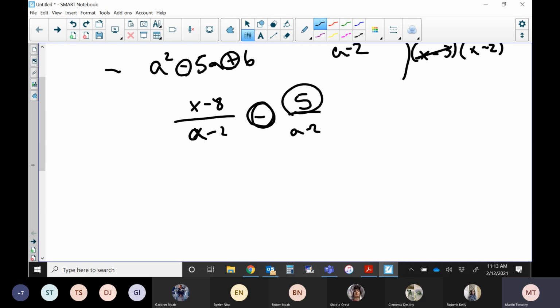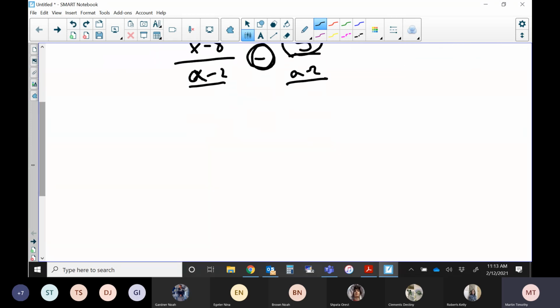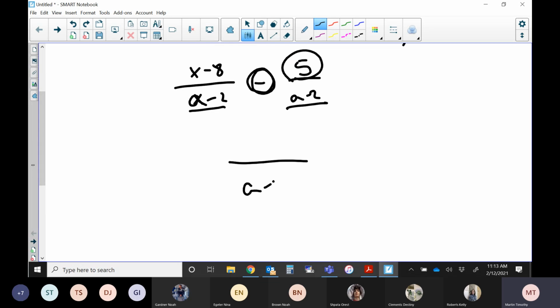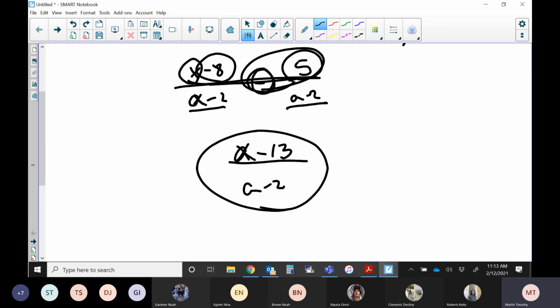But since there isn't anything, and now, oops, this is an A. Since the denominators are the same, I can just combine the tops. A has nothing to combine with, so it's just A. I have a negative 8. I have a negative 5. That makes negative 13. And there's my final answer. Questions on number 3? All right, moving right along.